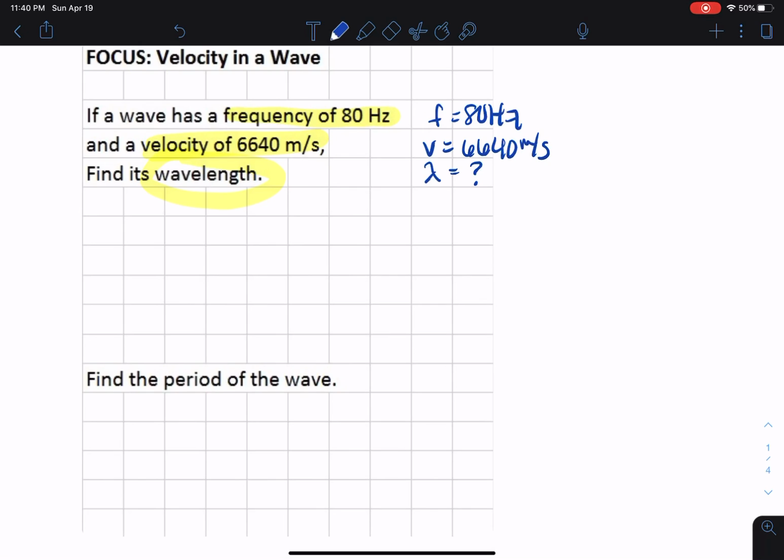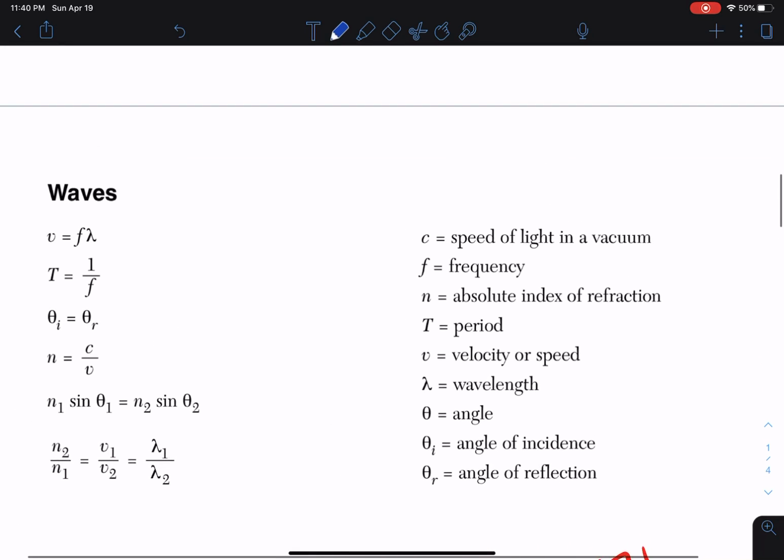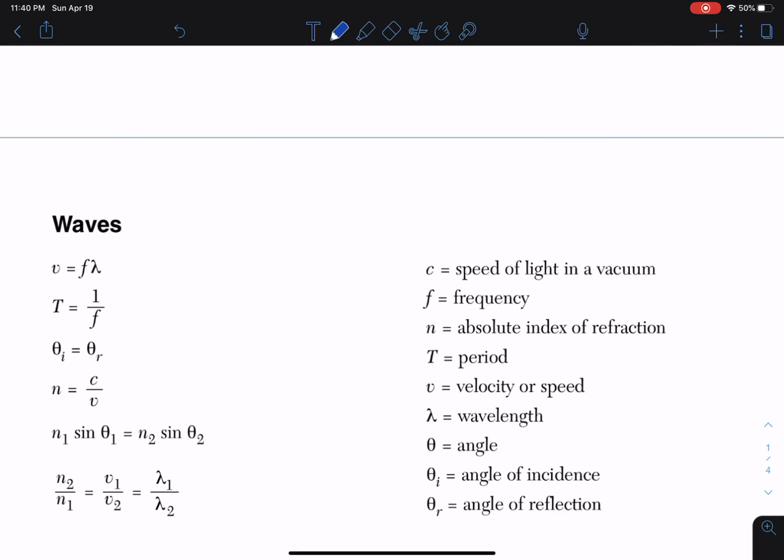So this symbol here, maybe you don't know this yet, but this symbol here stands for wavelength. So I'm just going to scroll down. And when you look at the wave section of the reference table, it looks like this. And we are looking for something that has wavelength, velocity or speed, and frequency.